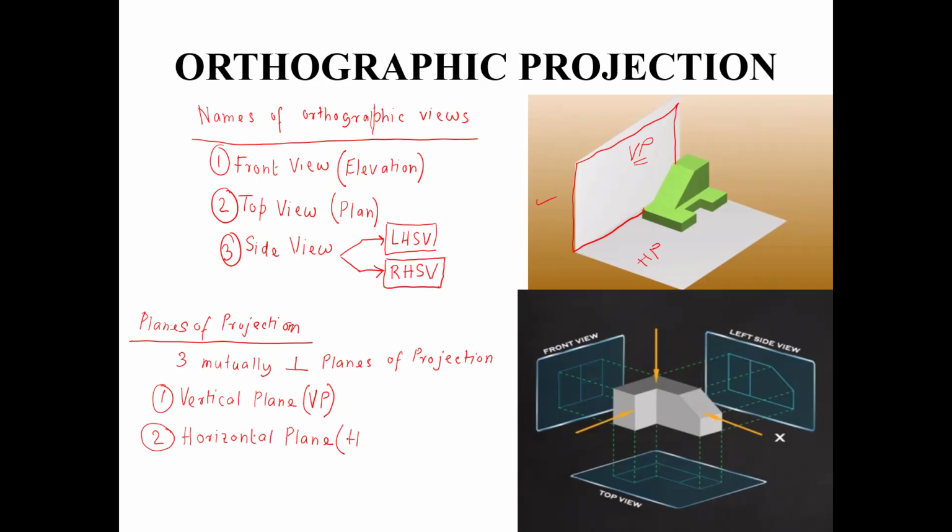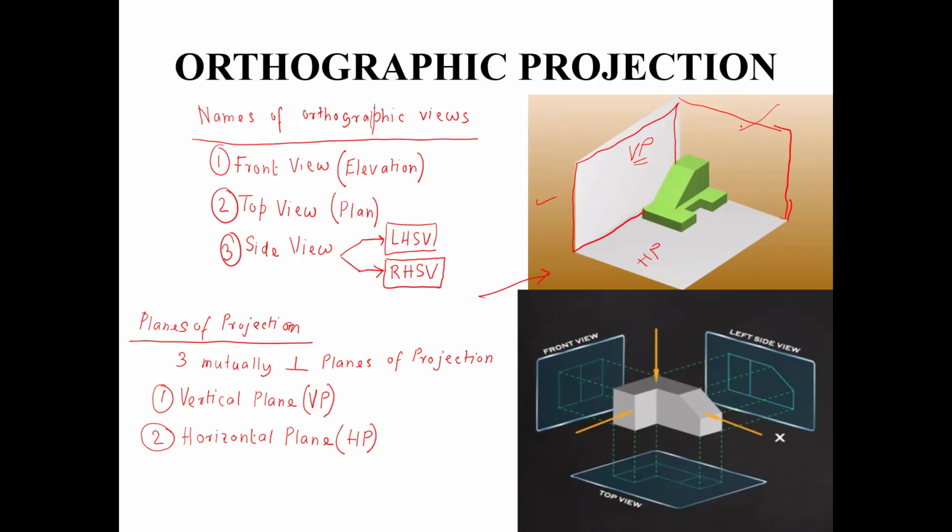So the short form of horizontal plane is HP. So vertical plane and horizontal plane you can directly see in this diagram. Now there is another possible plane which can be shown like this. Please pardon my drawing, it's very bad.